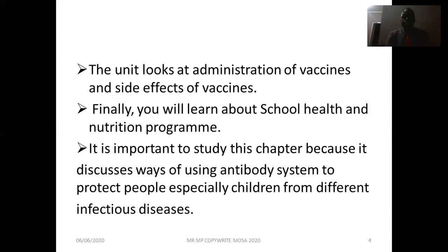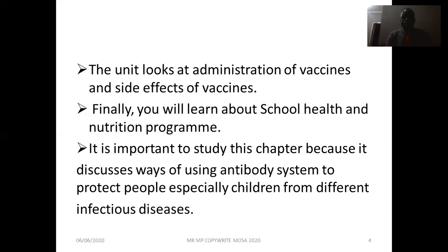The unit is also going to discuss the administration of vaccines and the effects and side effects of these vaccines. Finally, we will also look at school health and nutritional programs.